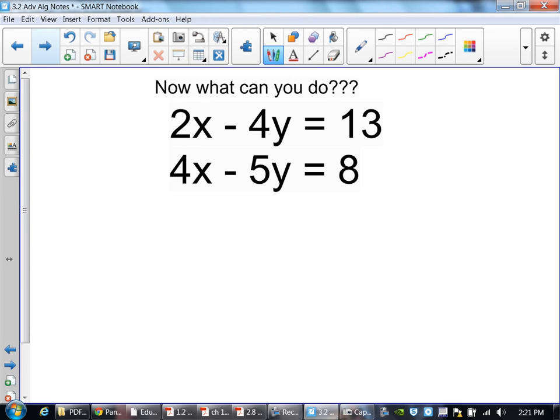Does it matter which one you get rid of, x's or y's? No, it really doesn't. It makes no difference. What do you want to get rid of, x or y? X, okay. And I agree with you, getting rid of the x is one less step than getting rid of y. The reason is, I can multiply just the top equation by 2, and it becomes 4x. If I wanted to get rid of y, I'd have to multiply both the top and the bottom to get a multiple of 4 and 5. Does that make sense? Yes, sir.